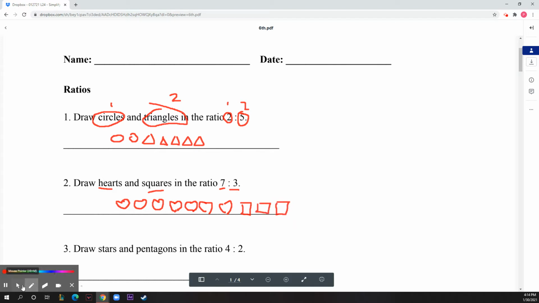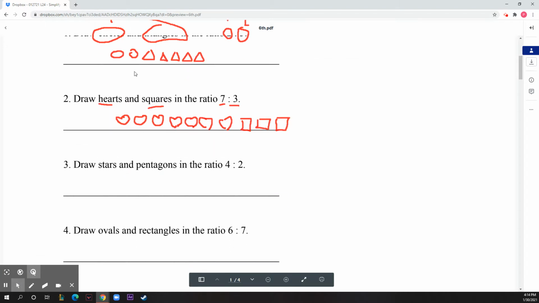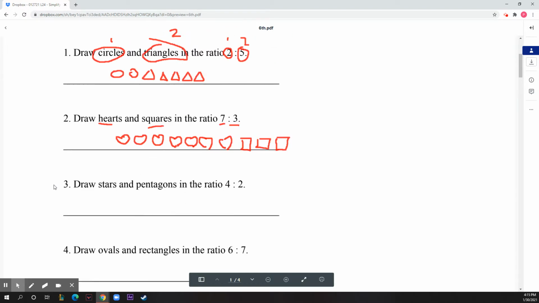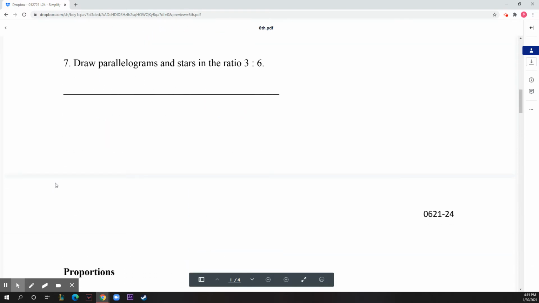Okay, that's basically all that this section amounts to. Just making sure that, say for number five, you're not doing four hexagons and eight circles. No, it's eight hexagons and four circles. As long as you keep that in mind, this section shouldn't be all too difficult.